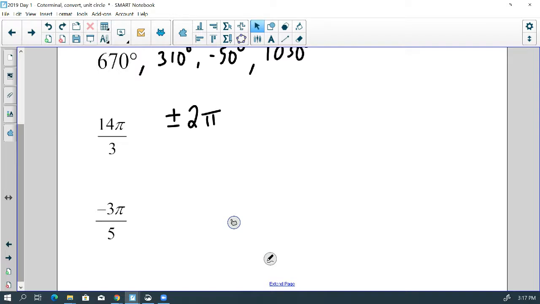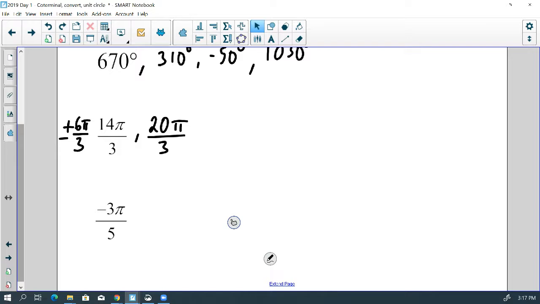And since this 14 pi over 3 is being divided by 3, I want to do myself a favor and convert 2 pi to something over 3. So what would I do? I would add or subtract 6 pi over 3. Isn't 6 pi over 3 equal to 2 pi? So if I add 6 pi over 3, I get 20 pi over 3.